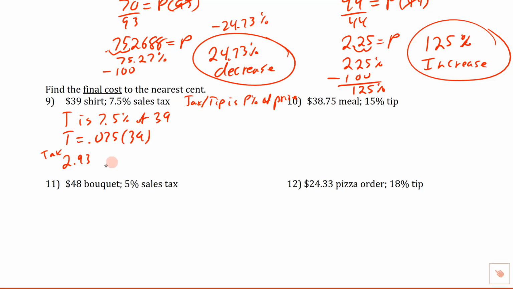So if that's the tax and we add it to the original price of $39, so let's do tax right here and then add the 39. So this is going to be $41.93.